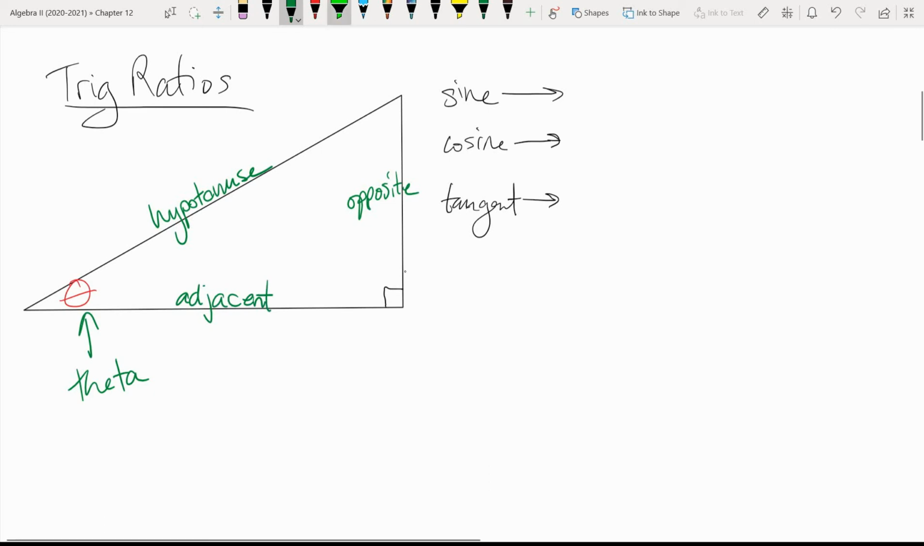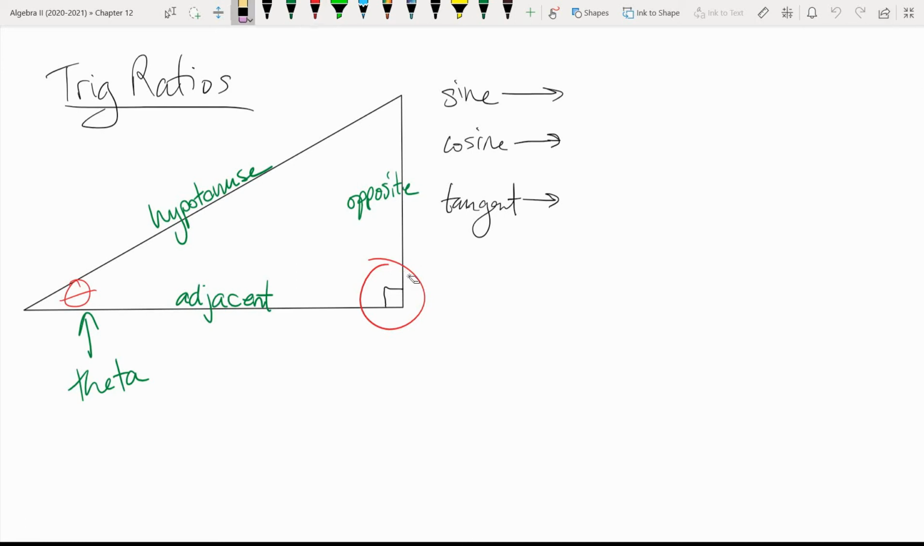Now, keep in mind, if we said, oh, let's change where our angle is, maybe we want to go from this angle up here. Now, this side would be opposite, and this side would be adjacent. So it's all relative to what angle you're going from. We only go from those two acute angles, never the right angle here, because it's always going to be opposite our hypotenuse. Okay. All right.